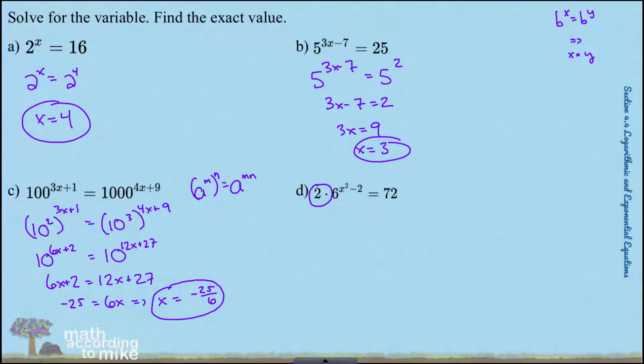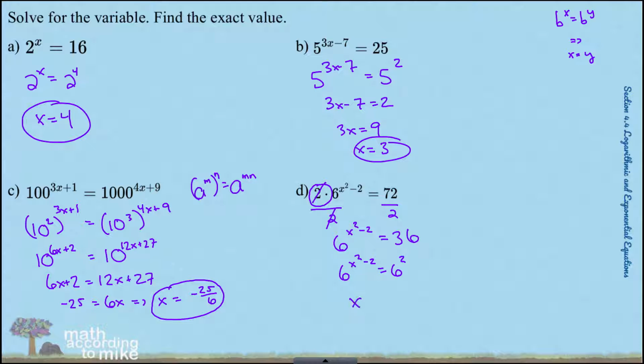So we have to get rid of the 2, and the way you get rid of the 2 is by dividing both sides by 2. Dividing by 2 on the left, these 2's cancel, don't do anything with that 6, and you get 6 raised to the x squared minus 2. And on the right, 72 halves makes 36. Write it as a common base. 36 is 6 squared.